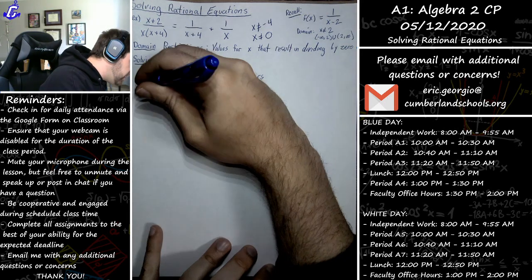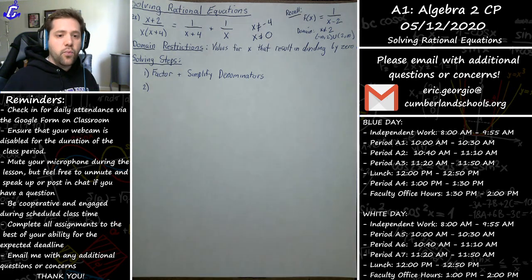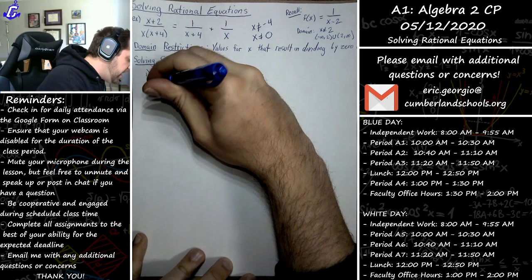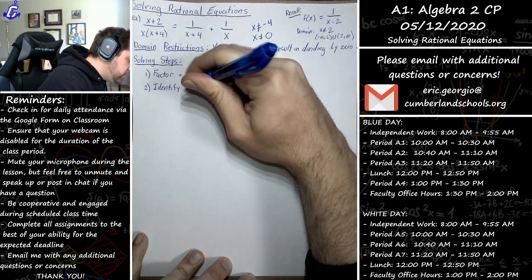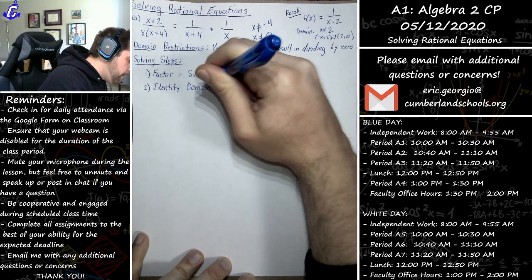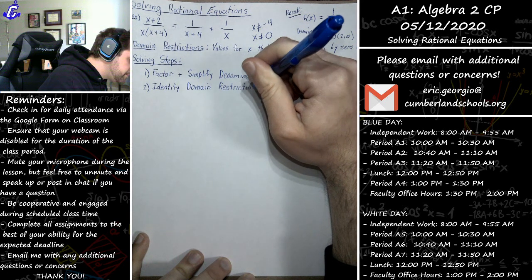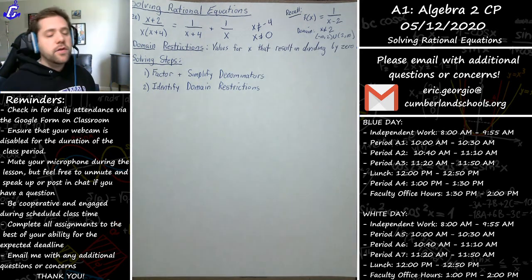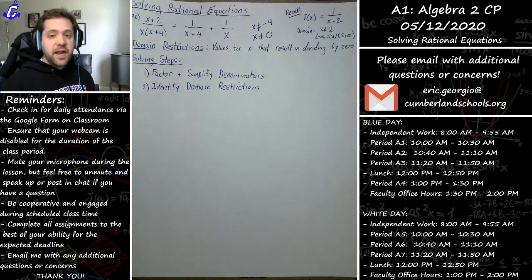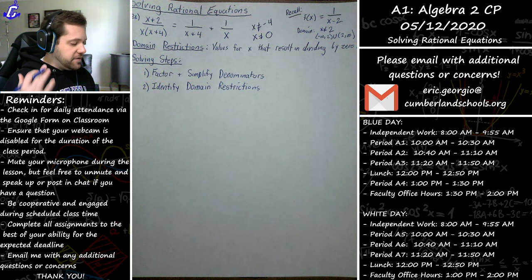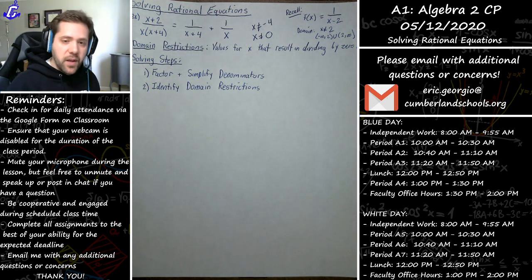The next thing that we have to do after we factor and simplify the denominators is we are going to identify the domain restrictions. The reason why we take, again, just a couple seconds to do that is so that if we have to check for extraneous solutions, it's a quick glance. It's not a big, long plug-in process.